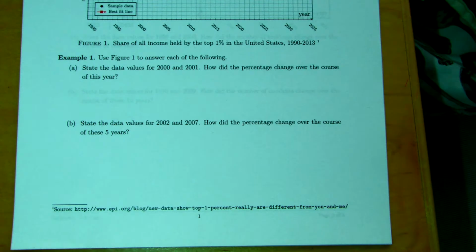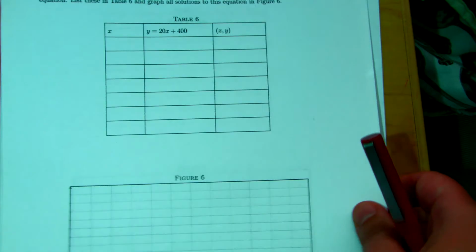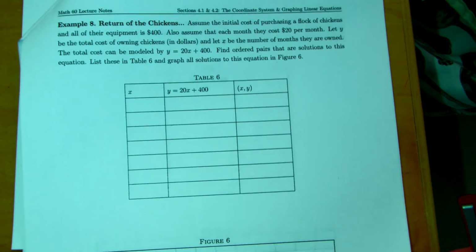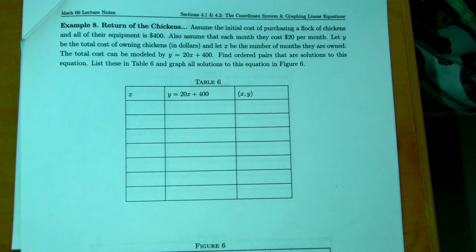Okay, let's talk about word problems. Return of the chickens. You can tell that Ann Carey does have chickens, right? She talks a lot about chickens. Assume the initial cost of purchasing a flock of chickens and all their equipment is $400. Does that sound reasonable? Does anybody have chickens? Okay. The chicken coop, I guess. The straw, maybe some feeders.